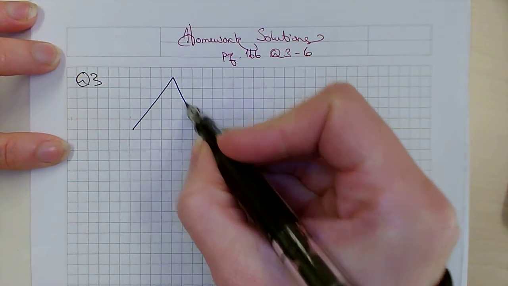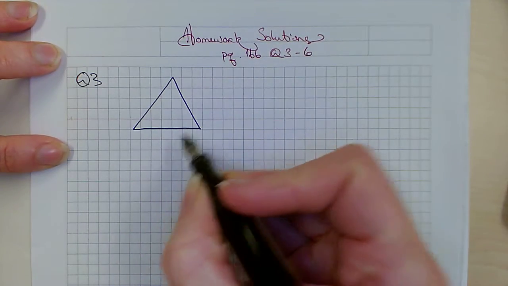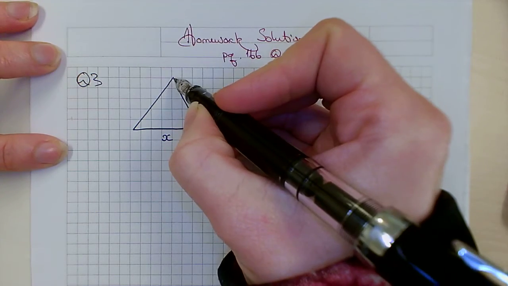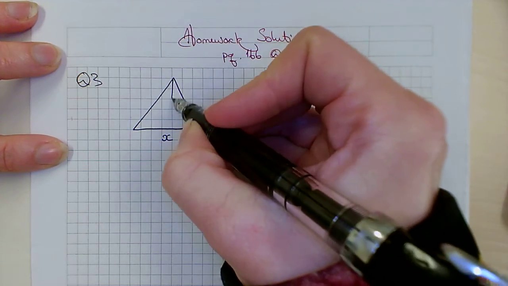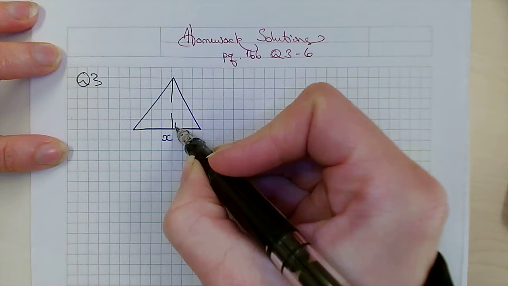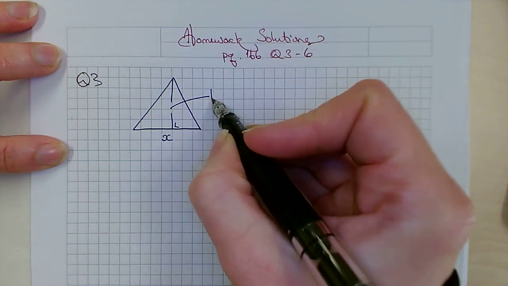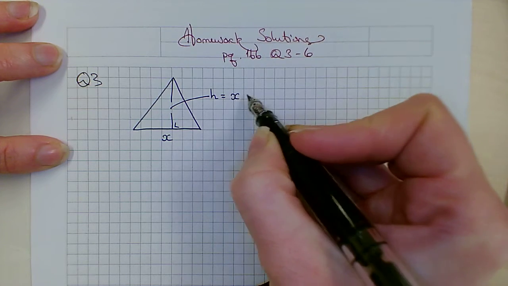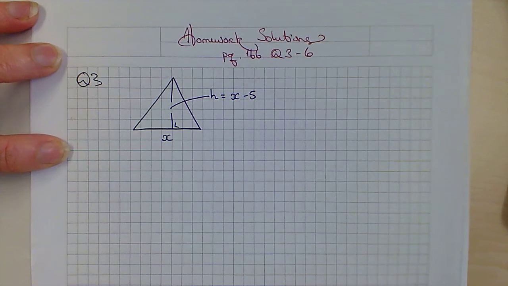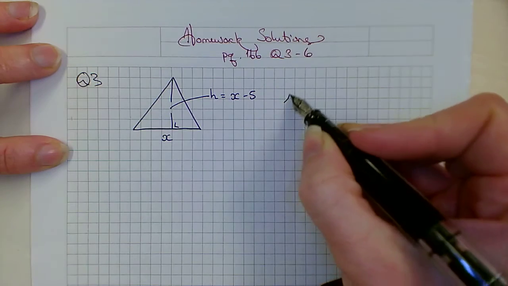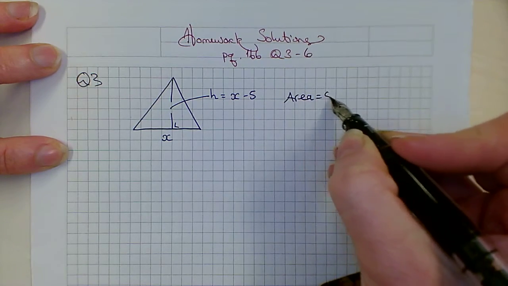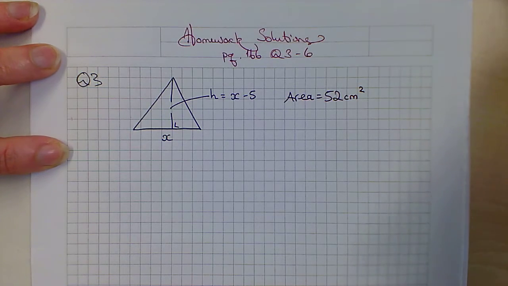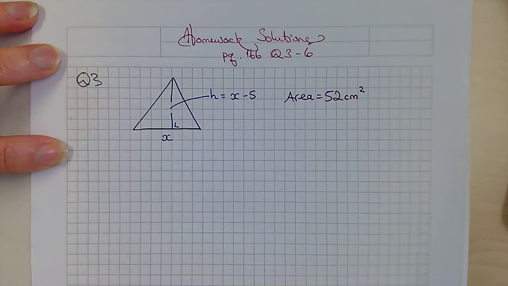So let's sketch a quick triangle here. And we don't know what the base is, so let's call it x. And I'm going to assume that a height means the perpendicular height. So that is going to be 5 centimeters less than the base, x minus 5. We're also told that the area of the triangle is 52 centimeters squared, and we're asked to find the base and the height of the triangle.